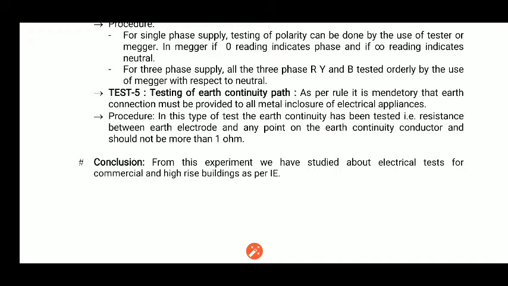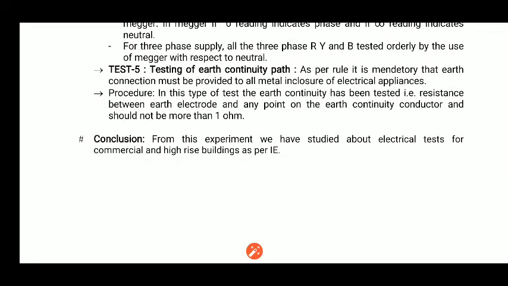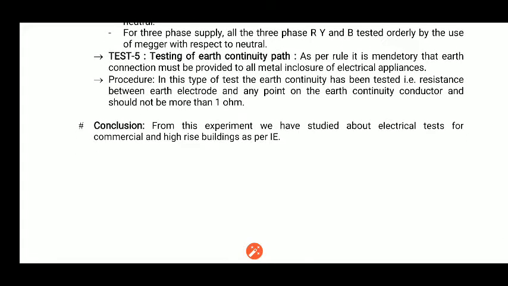Procedure of this method: in this type of test, the earth continuity is tested. For example, the resistance between the earth and the electrode, and any point where the earth continuity test is carried out, should not be more than 1 ohm.